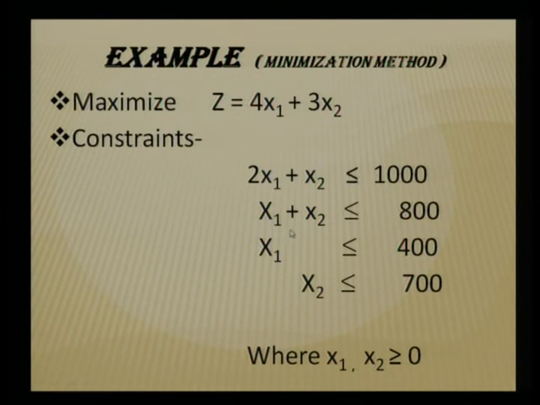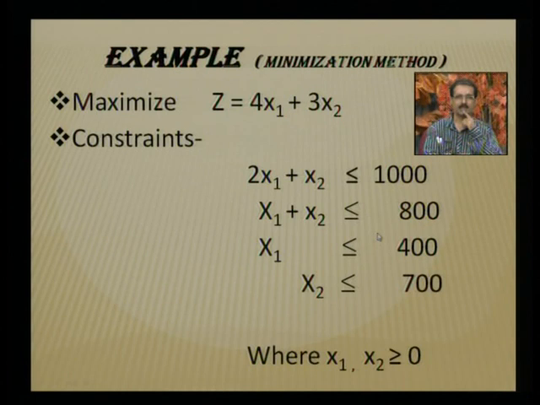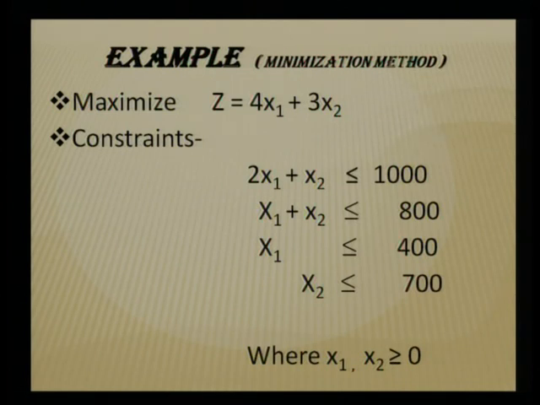The second is x1 plus x2 less than or equal to 800. Third is x1 less than or equal to 400. And the last is x2 less than or equal to 700. The last condition, which is always there, is non-negativity: x1 and x2 must be greater than or equal to 0. So this is the problem given to us.